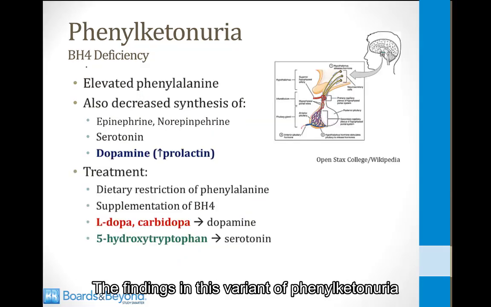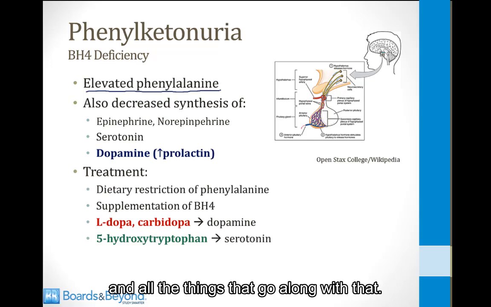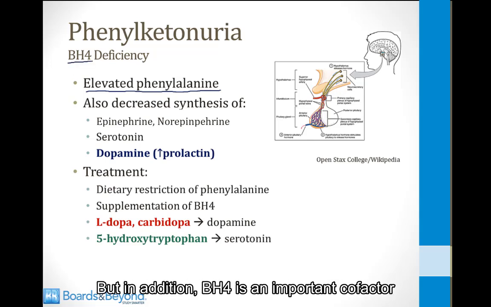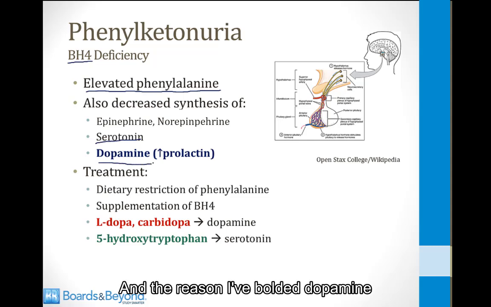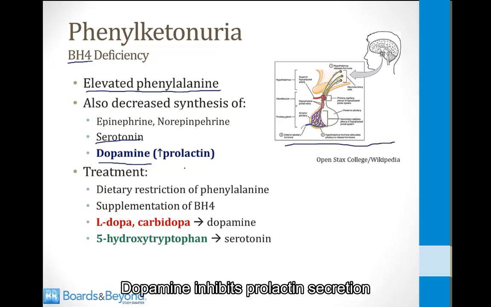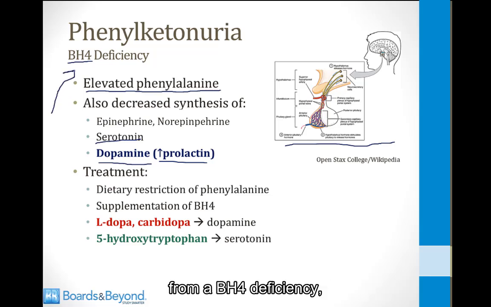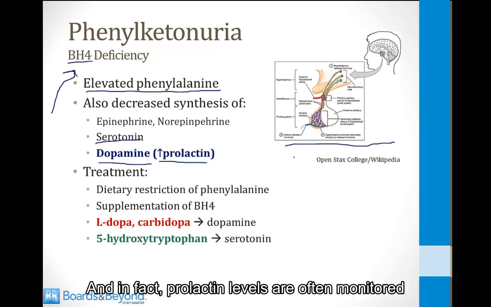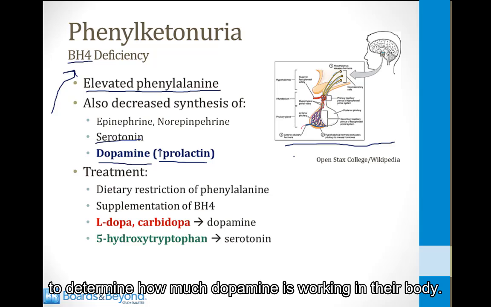The findings in this variant of phenylketonuria are similar to classic PKU in that you have elevated phenylalanine and all the things that go along with that. But in addition, BH4 is an important cofactor for the synthesis of several neurotransmitters, which we'll talk about later in this module. These include epinephrine and norepinephrine, also serotonin, and finally dopamine. And the reason I've bolded dopamine is because dopamine is very important in the hypothalamus, which I've shown on the screen here. Dopamine inhibits prolactin secretion, and therefore when you are deficient in dopamine from a BH4 deficiency, you can see high prolactin levels. And in fact, prolactin levels are often monitored in children who have this condition to determine how much dopamine is working in their body.